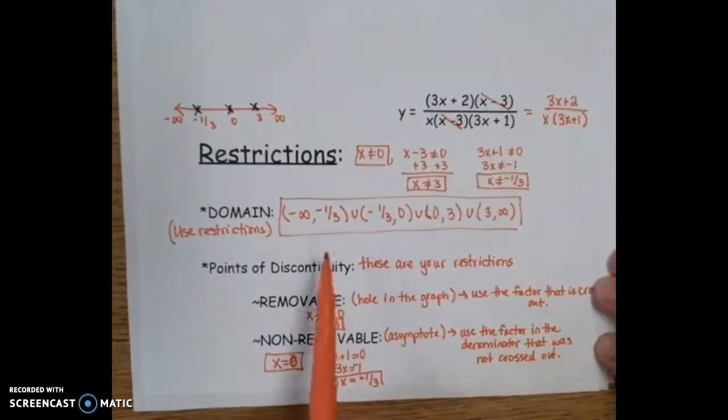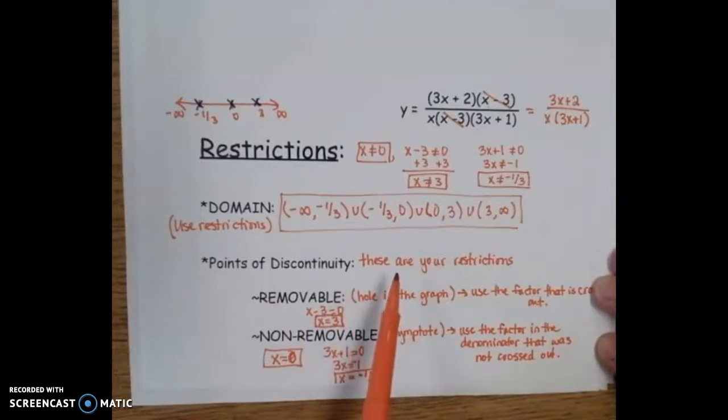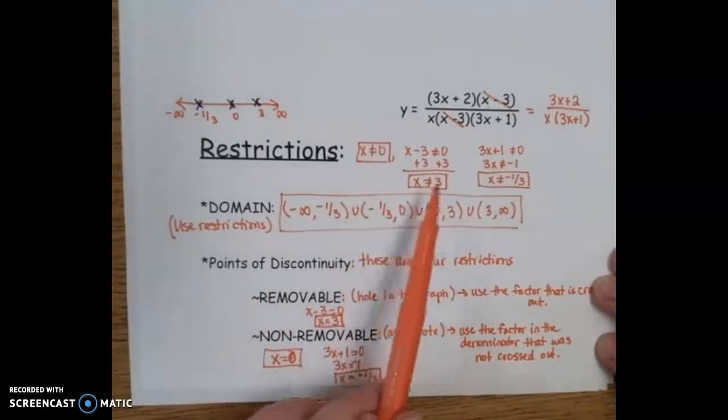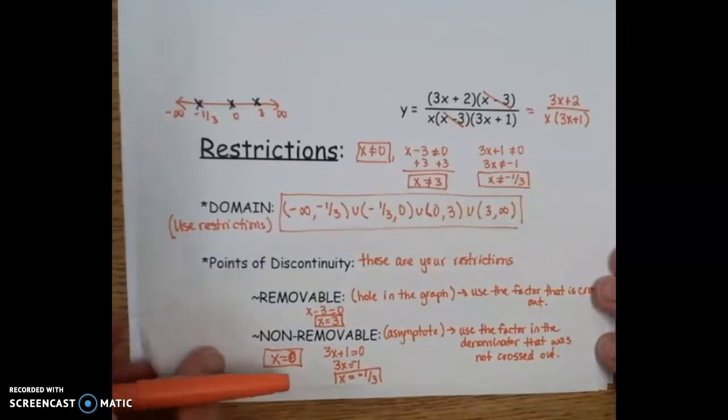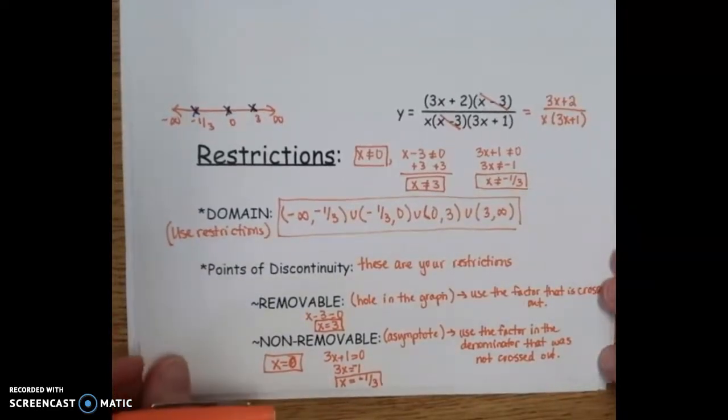So remember how I told you that your points of discontinuity were your restrictions? We had three restrictions. One of those was removable. The other two were non-removable. So that's what I'm talking about when I'm saying it comes from your restrictions. Okay, so let's do another example.